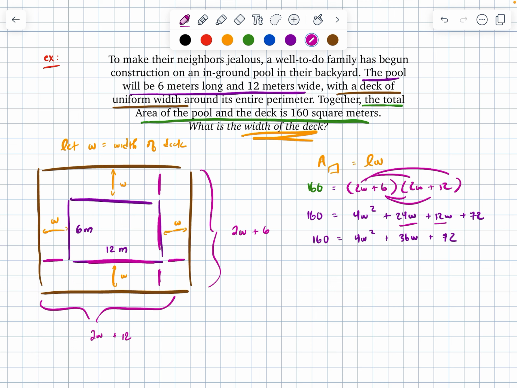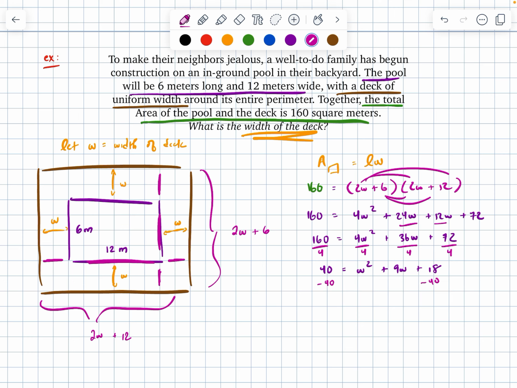Now, once again, quality of life choice. 4W squared, 36W, 72. Not only are they even, divisible by 2, they're all actually divisible by 4. So to make my life easier, thinking smarter, not harder, I'm going to divide my entire equation by 4. 160 divided by 4, that leaves me with 40. 4W squared divided by 4 is W squared. 36 divided by 4 is 9. And then 72 divided by 4 is 18.